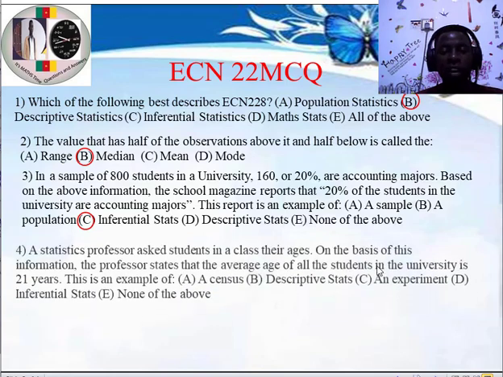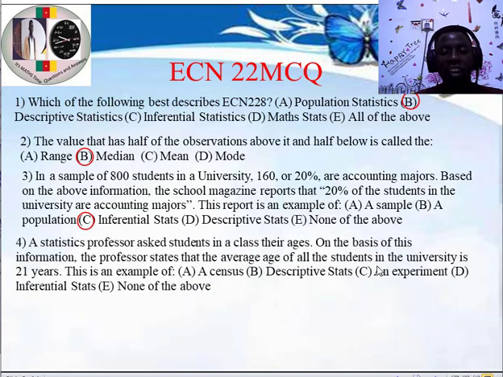Question 4. Question 4 says that a statistics professor asks students in a class their ages. On the basis of this information, the professor states that the average age of all the students in the university is 21 years. This is an example of a census, descriptive stats, an experiment, inferential stats, none of the above.